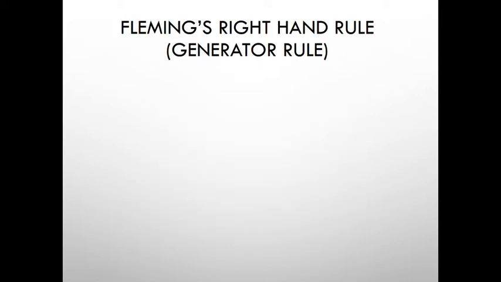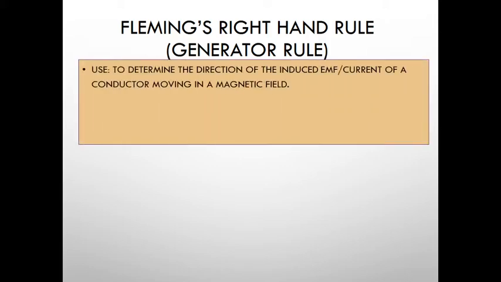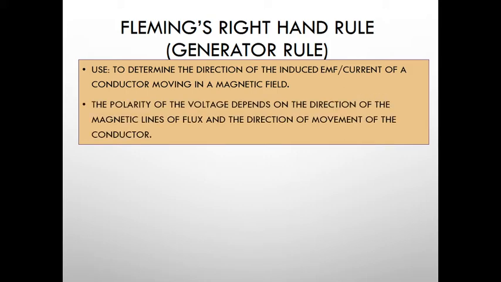Now, let's discuss Fleming's right-hand rule. This is applicable only to generators. What is the purpose of Fleming's right-hand rule? It is used to determine the direction of the induced EMF or induced current of a conductor moving in the magnetic field, so we can identify the direction of the induced EMF. Also, the polarity of the voltage depends on the direction of the magnetic lines of flux and the direction of the movement of the conductor.